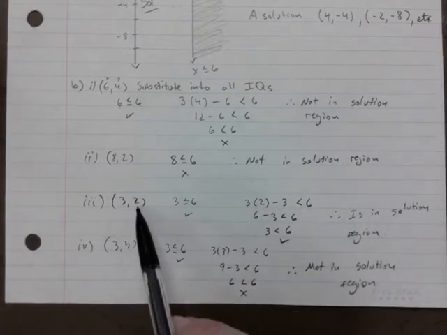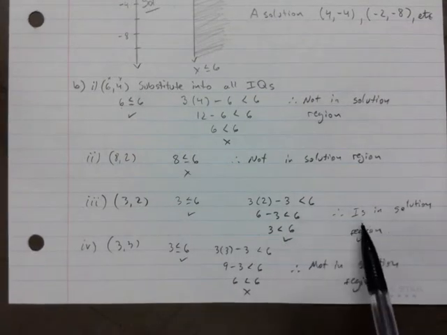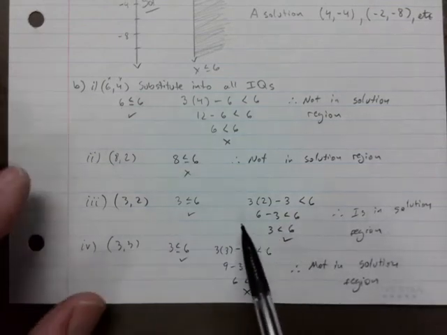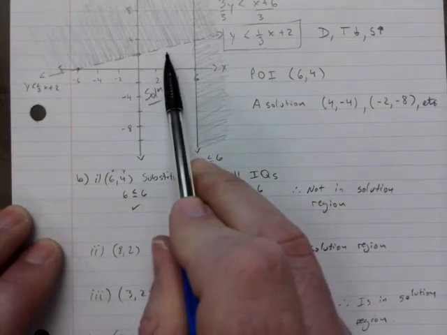I tried 3, 2. It works for the first one. It also works for the second one, so it is in the solution region. And you can just look at it, right? 3, 2. This would be 3, and this is 2, so it'd be right there.